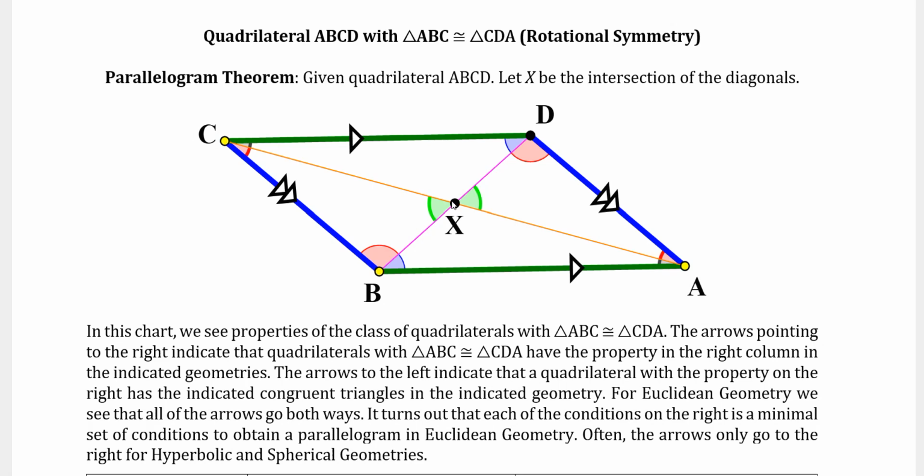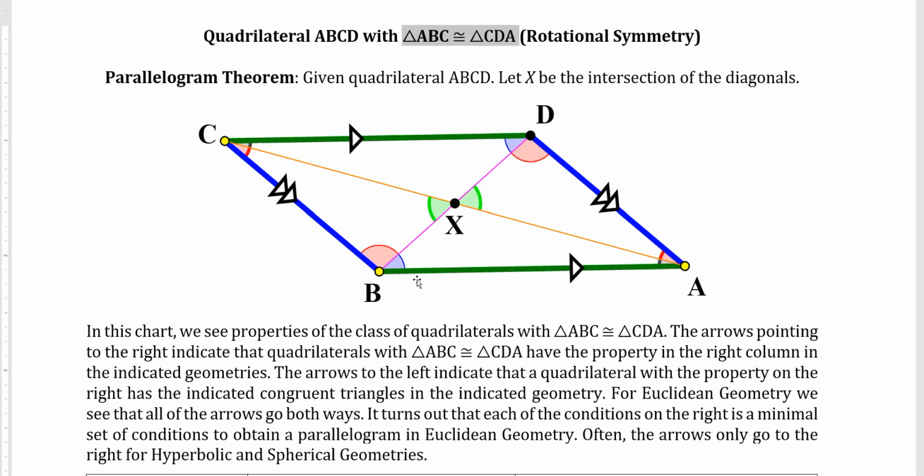A parallelogram, by definition, is a quadrilateral with both pairs of opposite sides parallel. It turns out that in Euclidean geometry, these are exactly the same class of quadrilaterals. And when you're proving things about parallelograms, the key is to go by way of proving these two triangles are congruent, depending on what you're given.